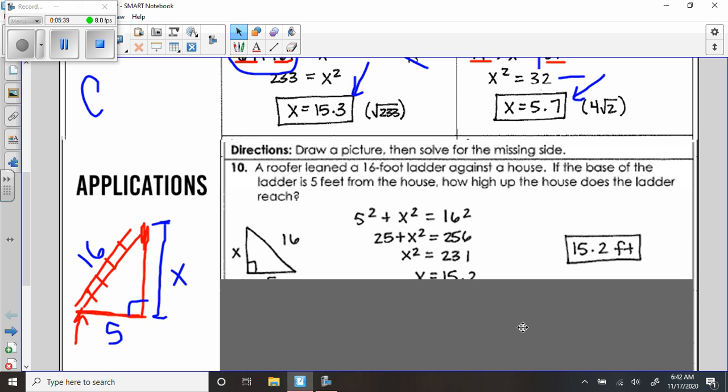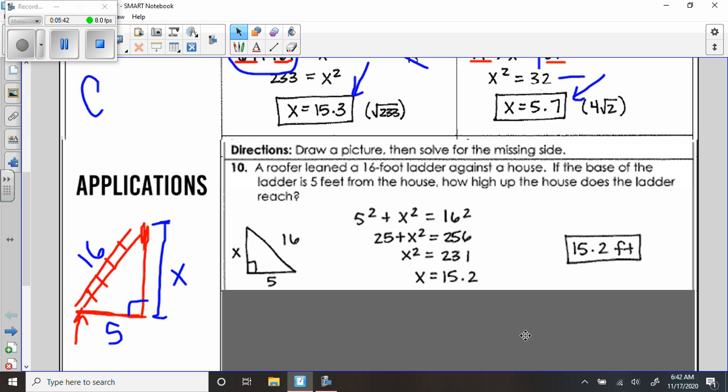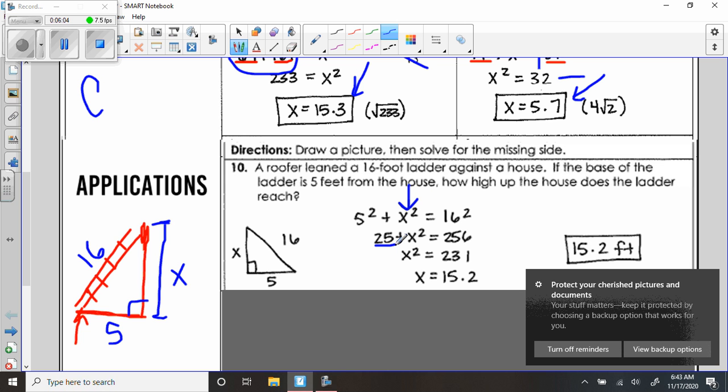So here's my math here. I'm finding an A or a B. Again, I put it in the B spot because the hypotenuse is across from the right angle. That's the C. So once again, if you're finding an A or a B, you are going to subtract at the end before you take the square root. So I subtracted 25 from 256 to get 231. Took the square root, which is always the last step of the Pythagorean theorem, and got 15.2.